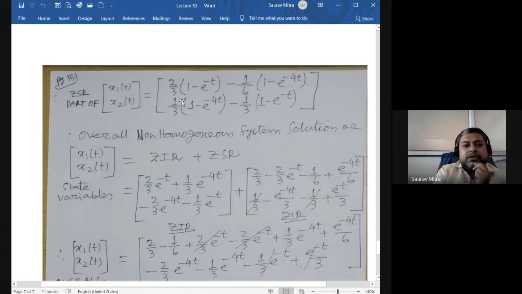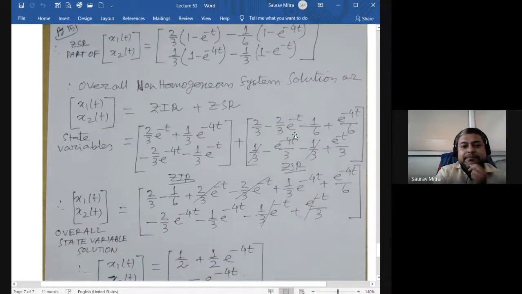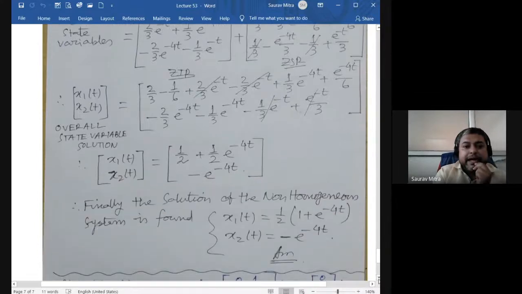So this is the part which is called the zero state response of the system. Now you have found zero input response and zero state response. If you add them, you get the overall state variables x1(t) and x2(t). So this is the zero input part, this is the zero state part. Zero state part means when the forcing function input is given, how much will be the response. Many of the parts are getting cancelled, so minus 2 by 3 e raised to minus t and the other terms cancel.